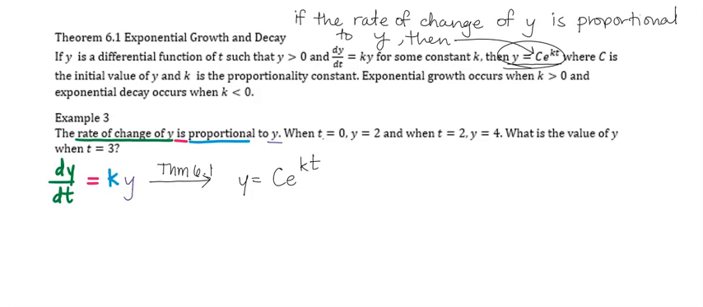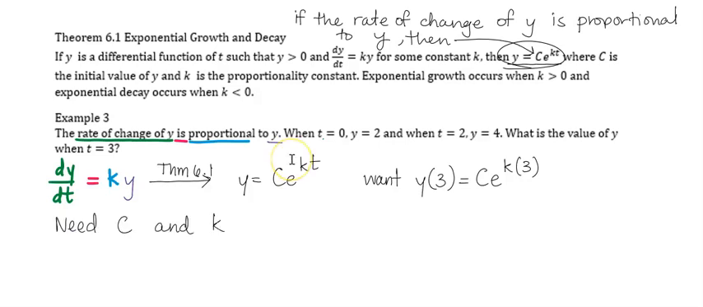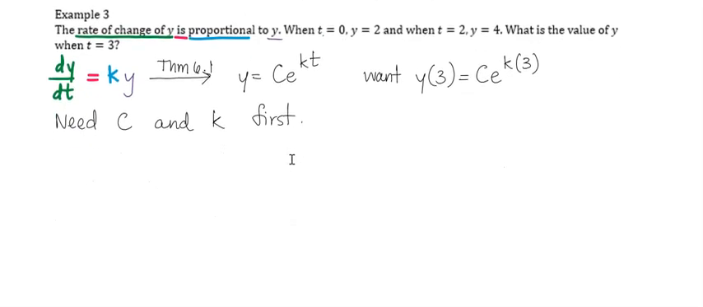They tell us that when t is equal to 0, y is equal to 2, and that when t is equal to 2, y is equal to 4. And we're being asked to find the value of y when t is 3. So what we want is y of 3, what I get out of this function when I plug 3 in for t. But in order to do that, we need to find k and c first. To find c and k, we're going to use the two initial conditions that they gave us.